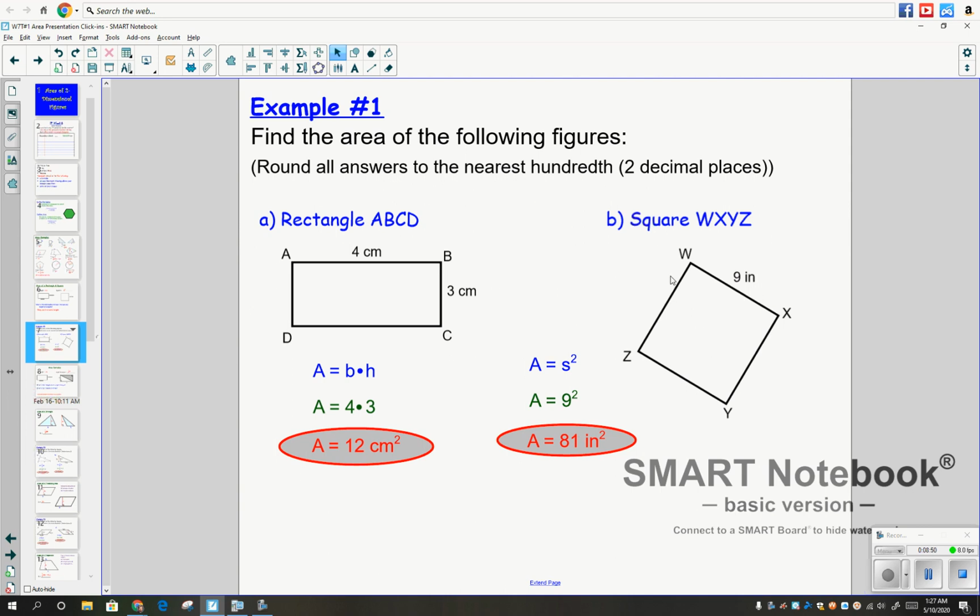So as we talk about the one-dimensional versus two-dimensional, one-dimensional is measuring a length or a distance. Now, when I find an area, I'm taking two distances and multiplying them together. That's why I get the unit of measure squared. So I have 81 inches squared.